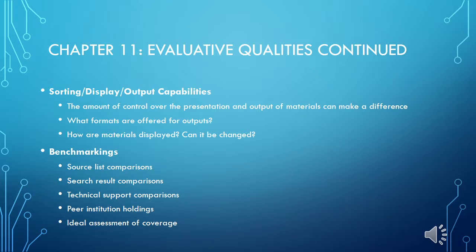To continue with the more specific evaluative properties, it is also important to look at how records are sorted, displayed, and what the output capabilities are for each database. Specifically, looking at the level of control you have within the sorting, the display, and the output of the materials that you are searching for, and what formats are the outputs in once you recover the materials.